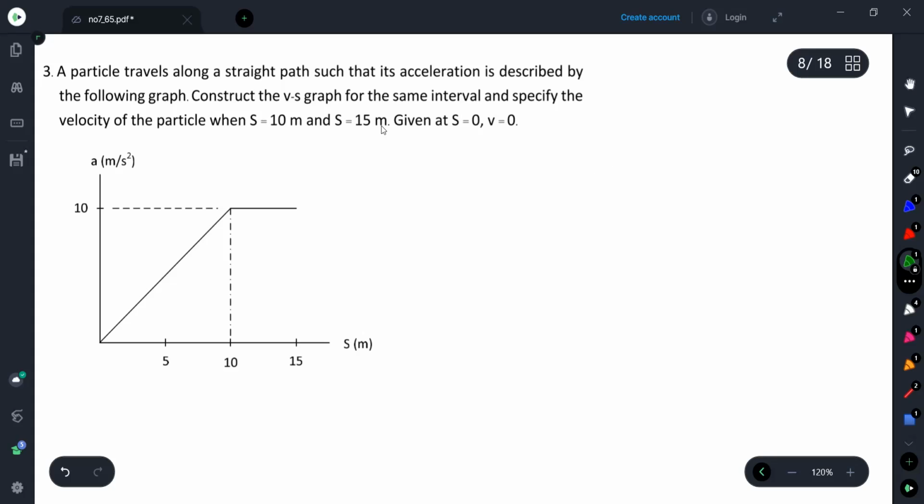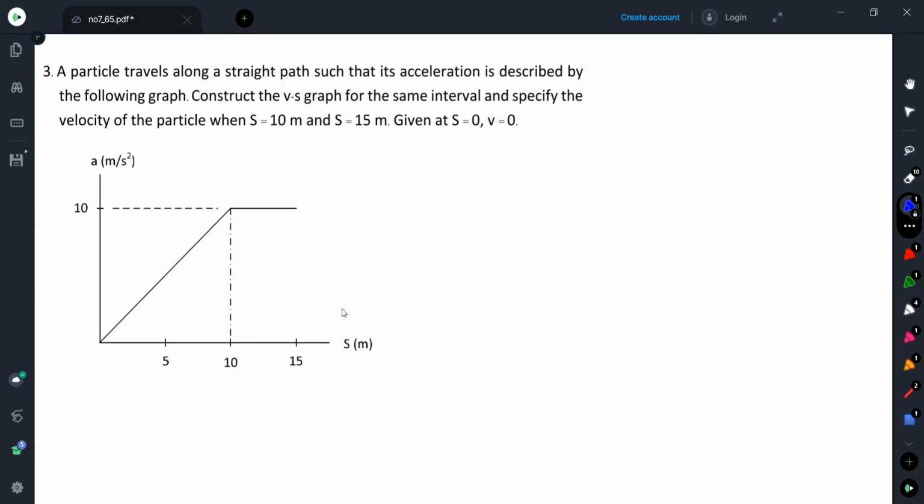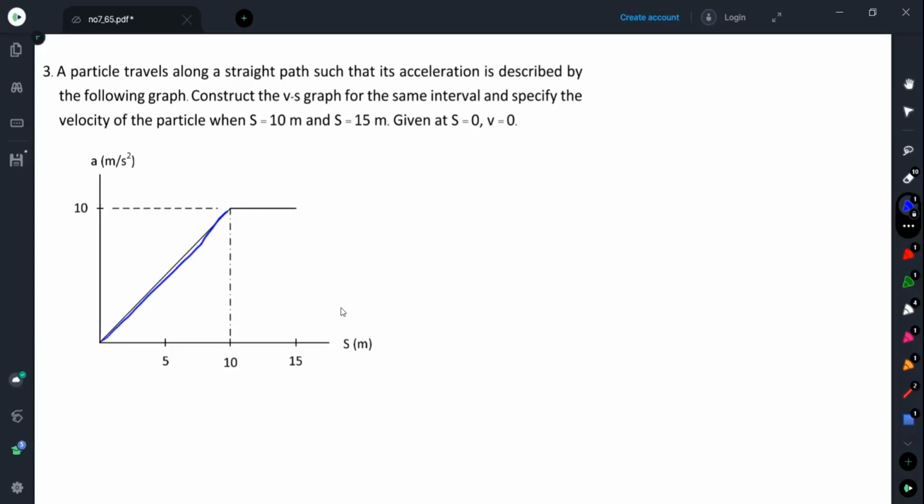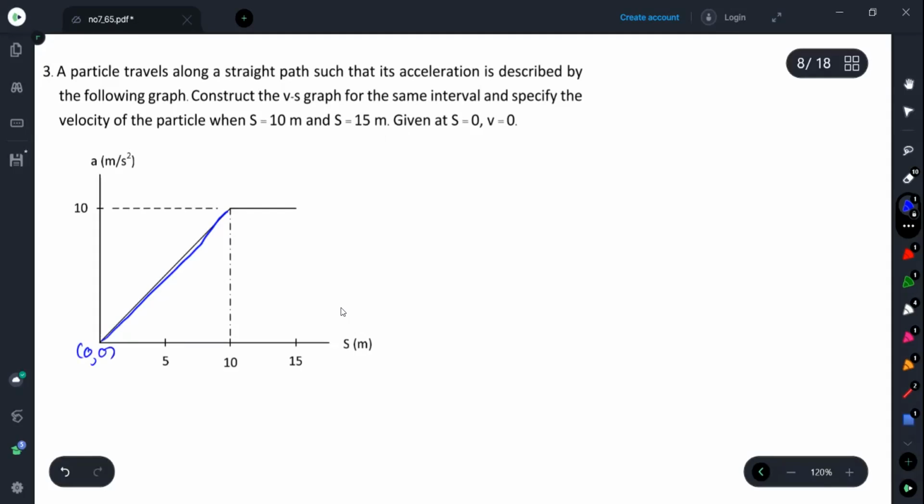So let's take a look at this problem. We have an A-S graph like this. For the first step, we should know the relationship of A and S first because we already know the graph. For the first range, that is S from 0 to 10, we have two coordinates, right? That is (0, 0) and this should be (10, 10).